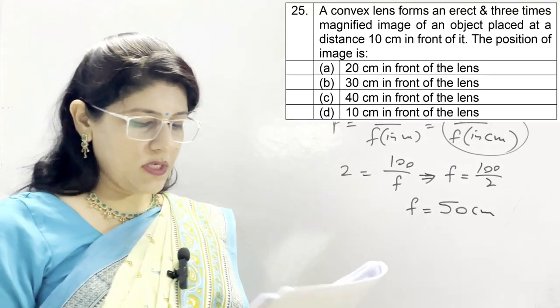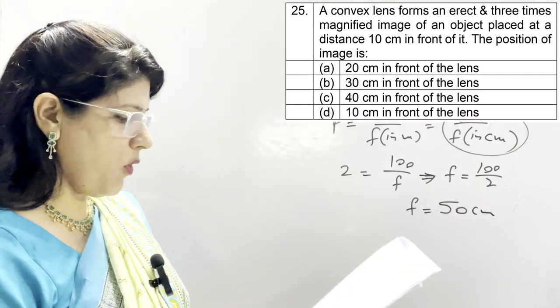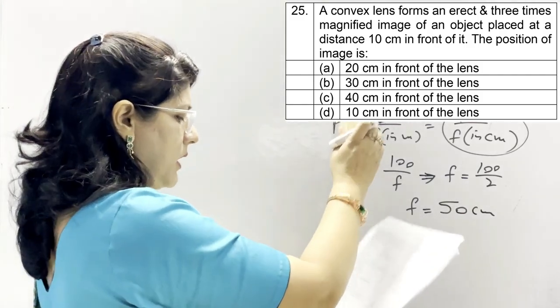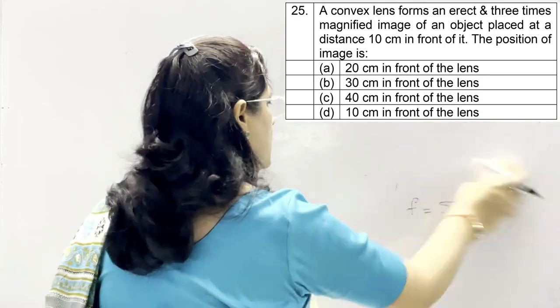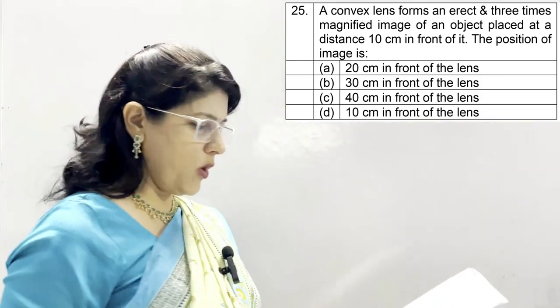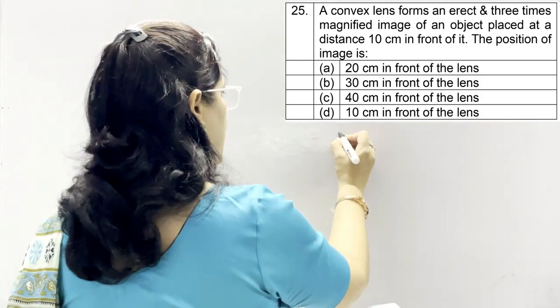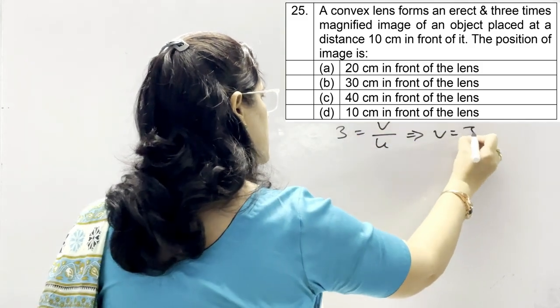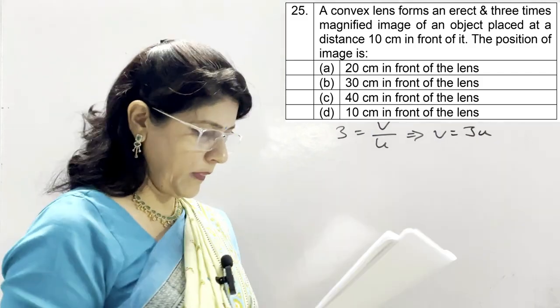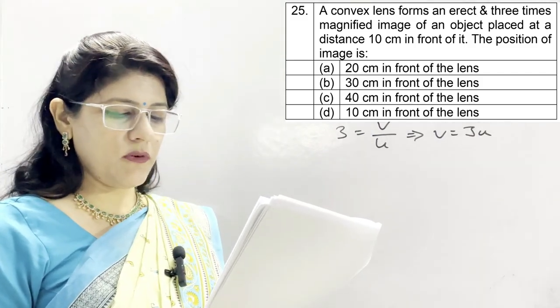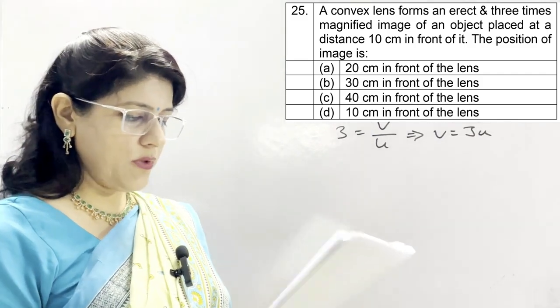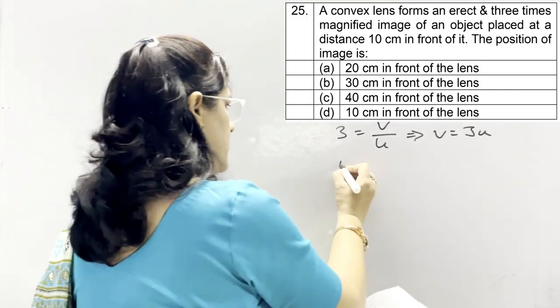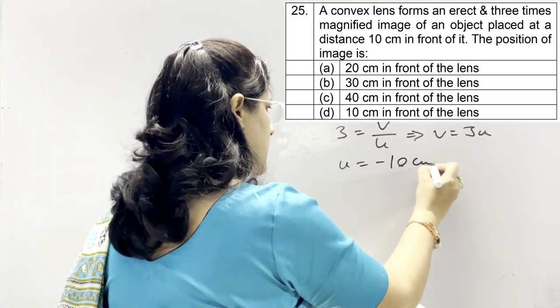In question number 25, a convex lens forms an erect and 3 times magnified image. We know magnified image can be formed only by convex lens. Here magnification 3 is equal to V by U. It means V is equal to 3U. The object is placed at the distance of 10 centimeter in front of it. The position of the image is. So U is given as minus 10 centimeter.